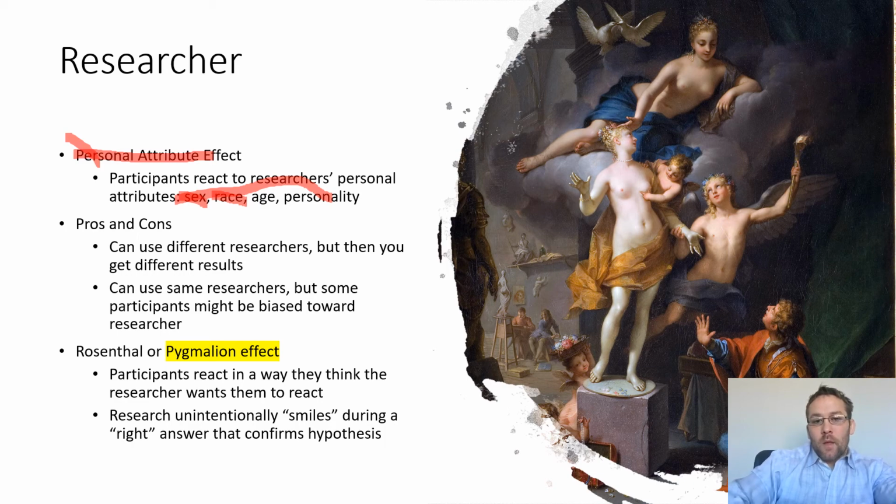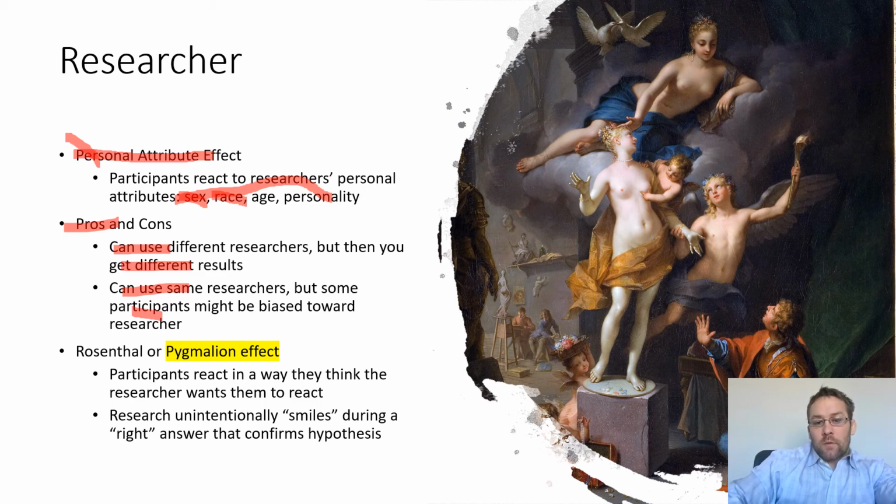All right. Pros and cons. You can use different researchers, but then you might get different results. You can use the same researcher, but some participants might be biased toward that researcher. So there are pros and cons to putting together multiple researchers to ask similar types of questions, especially when it comes to controversial research.